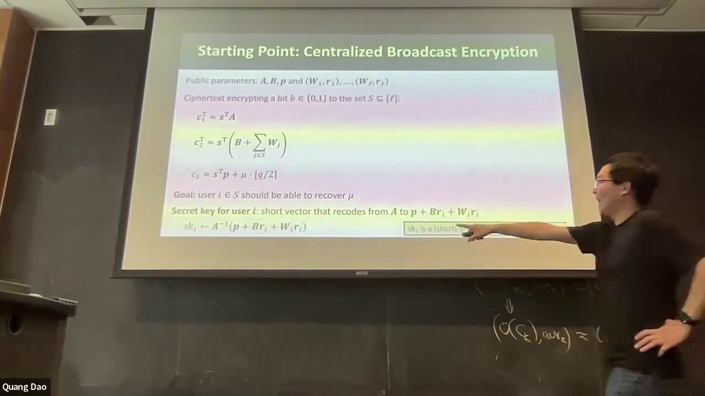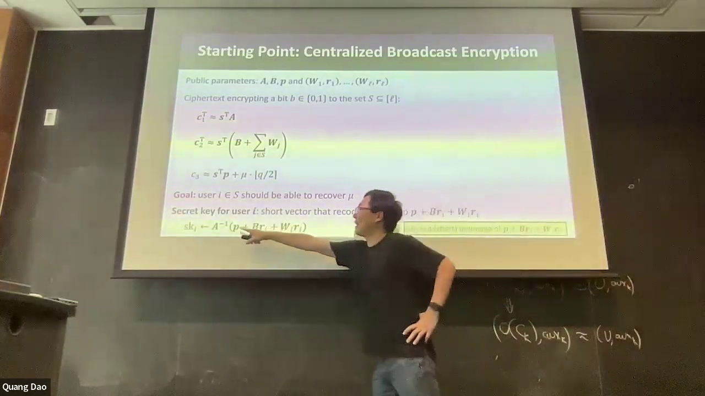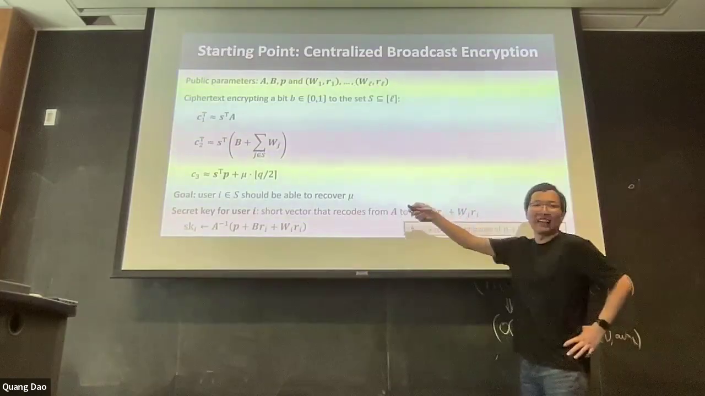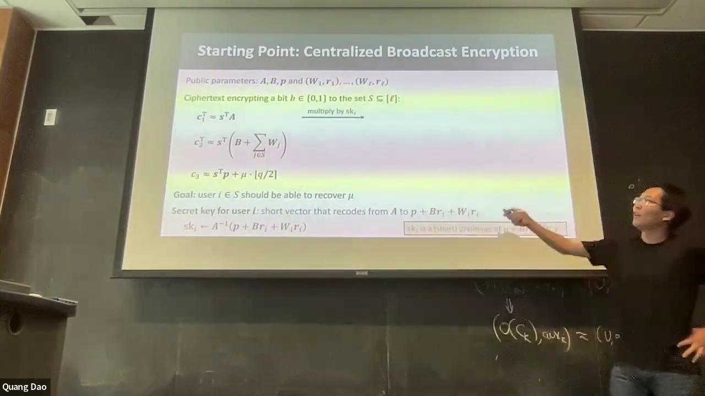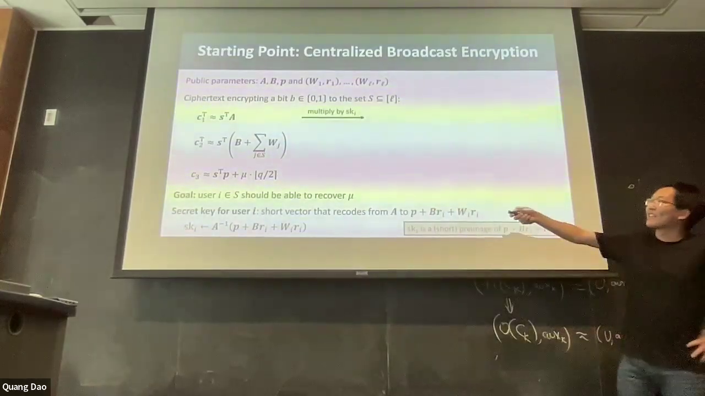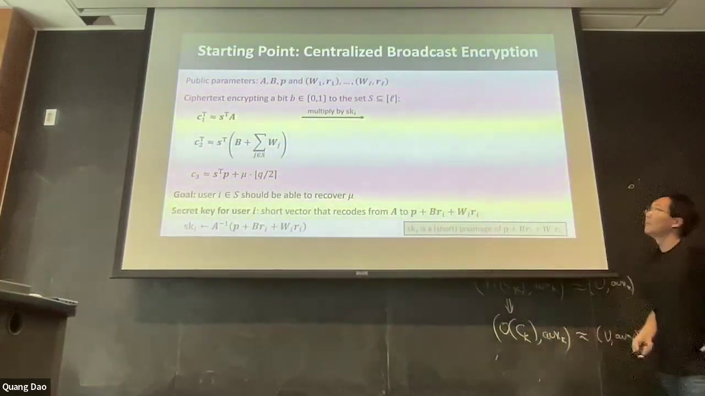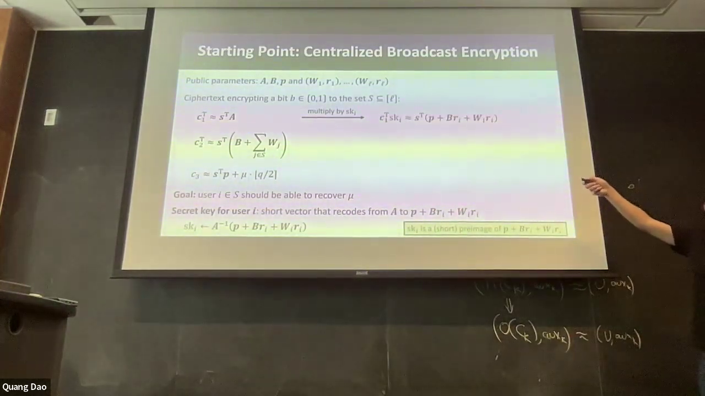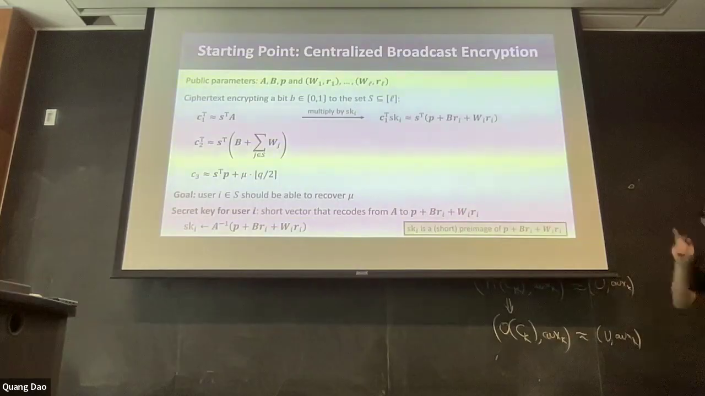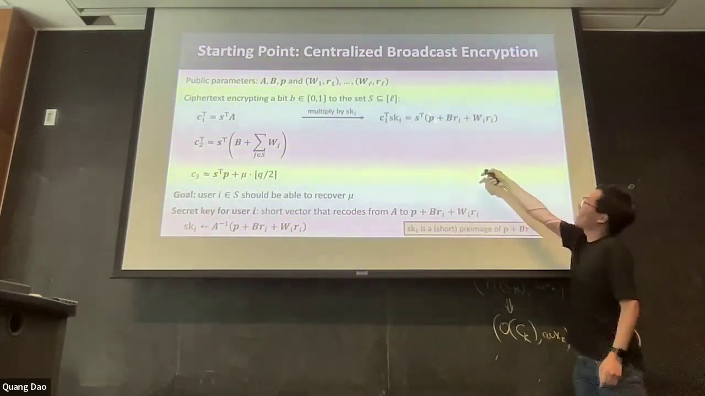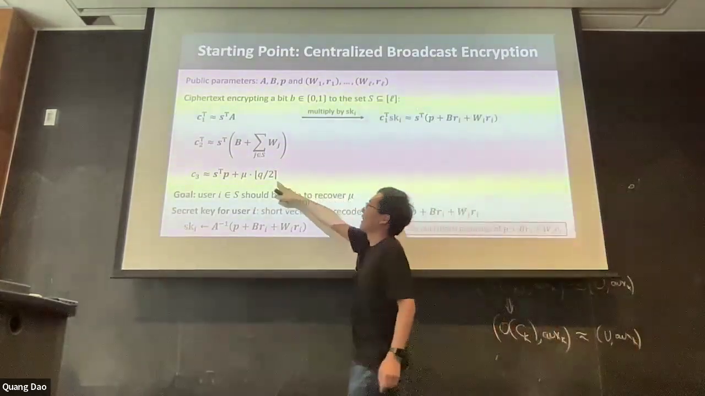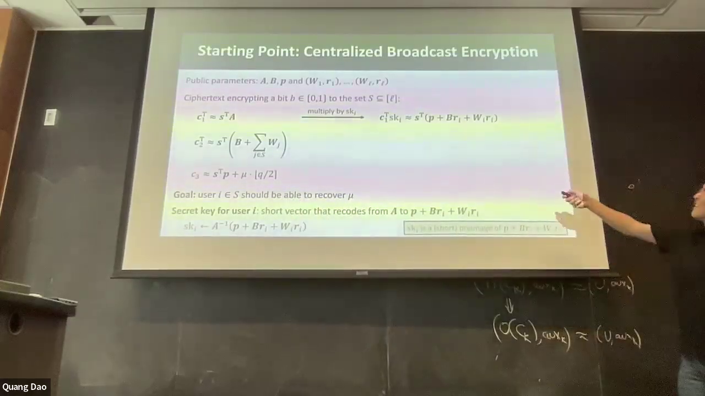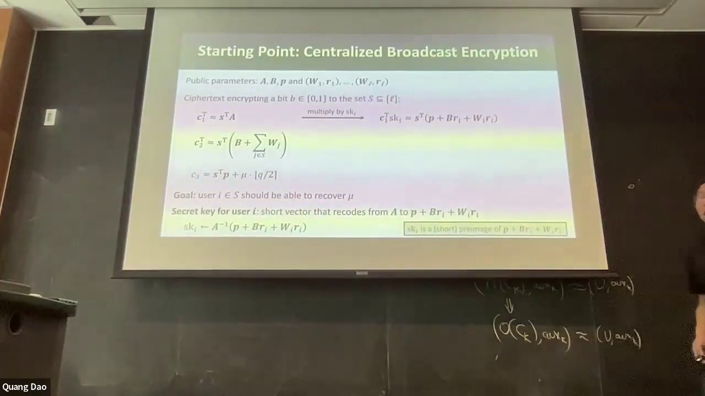So we have a key that basically recodes from A to the sum. And I have an LWE sample with respect to A. So the first thing that I can do is I can simply multiply S times A times the secret key. Now this gives me S times P plus additional components that depend on user I. So we have made a little bit of progress because we got this S times P. S times P is what we ultimately want to recover the message. So the question is, how do we get rid of these additional terms?